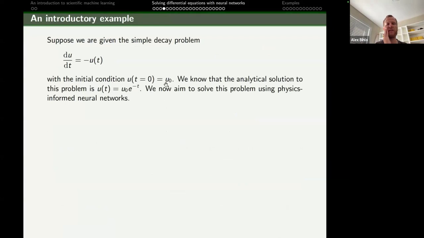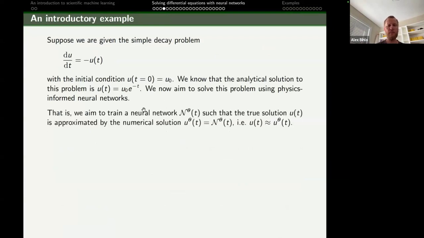Obviously, you all have seen this. It has an initial condition. We know that the analytical solution can be obtained as well. But now we just try to solve this as the simplest possible problem using neural networks. So what do we have to do? Well, we have to replace our exact solution by a solution interpolant, the solution interpolant being a neural network, so that we approximate the true solution as well as we can.